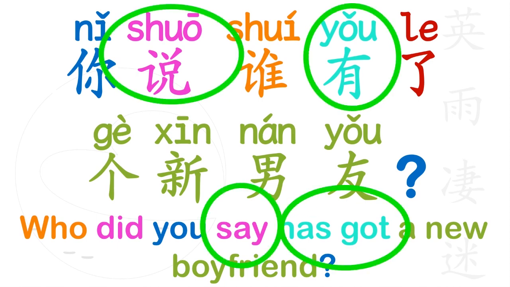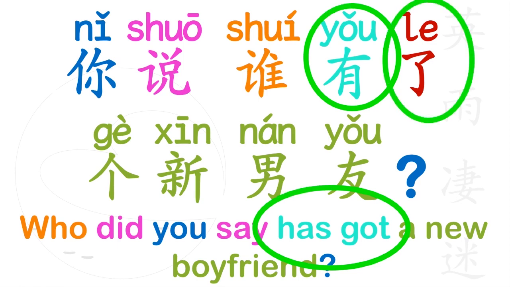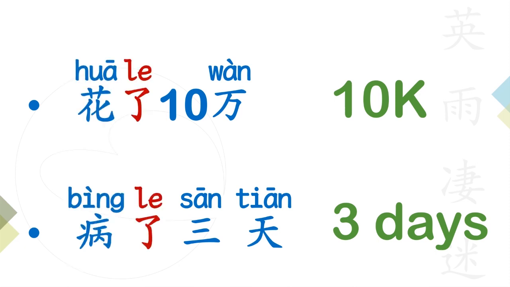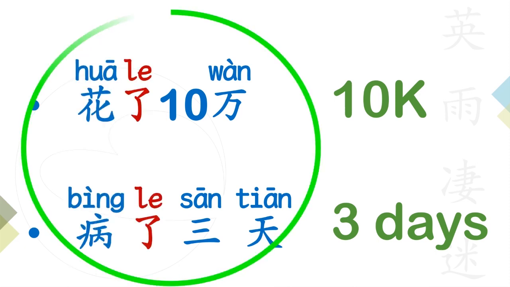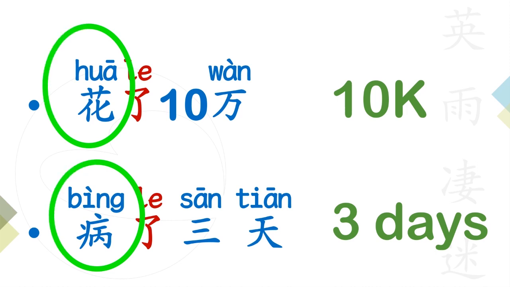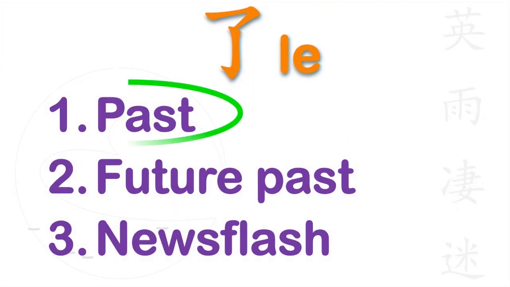There are 2 action words in here. Only this one is about telling news. So you only tag this one with le. Then you might answer 10万, 3天, which is short for saying 花了10万, 病了3天, again giving new information. For this use, le just tags right behind an action word or a descriptive word. This is the closest to le being a marker of past tense. So that's the first function.